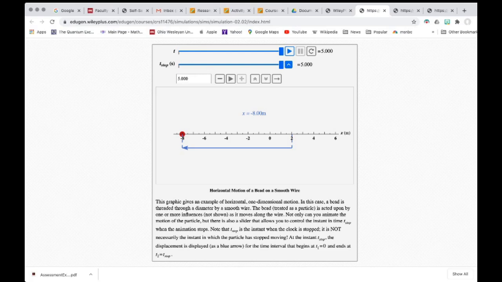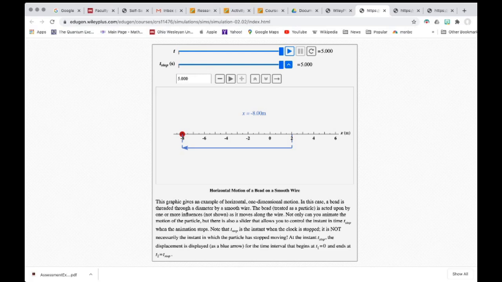Because x final here, you can see, is -8 meters, and x initial was 2, and delta x is computed by taking x final minus x initial. Using algebra correctly, -8 minus 2 equals -10 meters. By the way, you also have to include the unit, m, for meter. Otherwise, the answer is incomplete. So the displacement here is -10 meters.